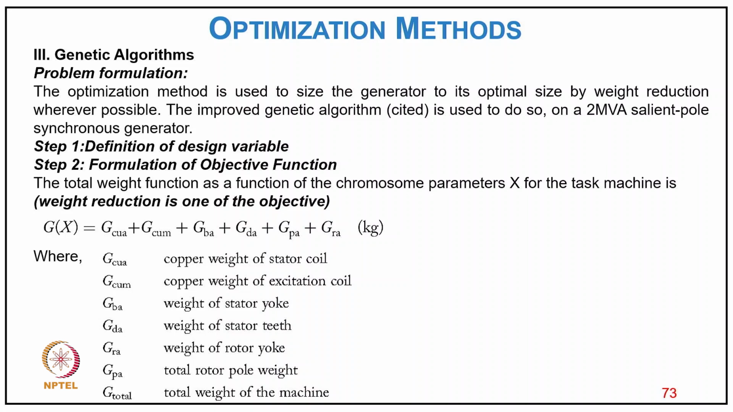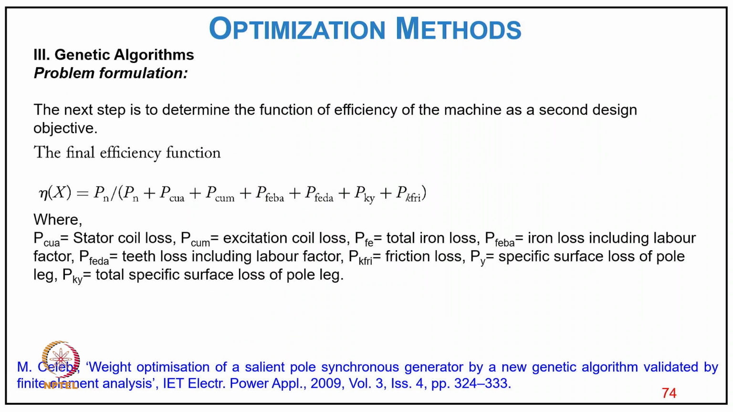The GCUA is the copper weight of the stator coil, and GUCM is the copper weight of the excitation coil. GBA is the weight of the stator yoke. GDA is the weight of the stator teeth. GRA is the weight of the rotor yoke, and there is also the total pole weight, and G total is the total weight of the machine.